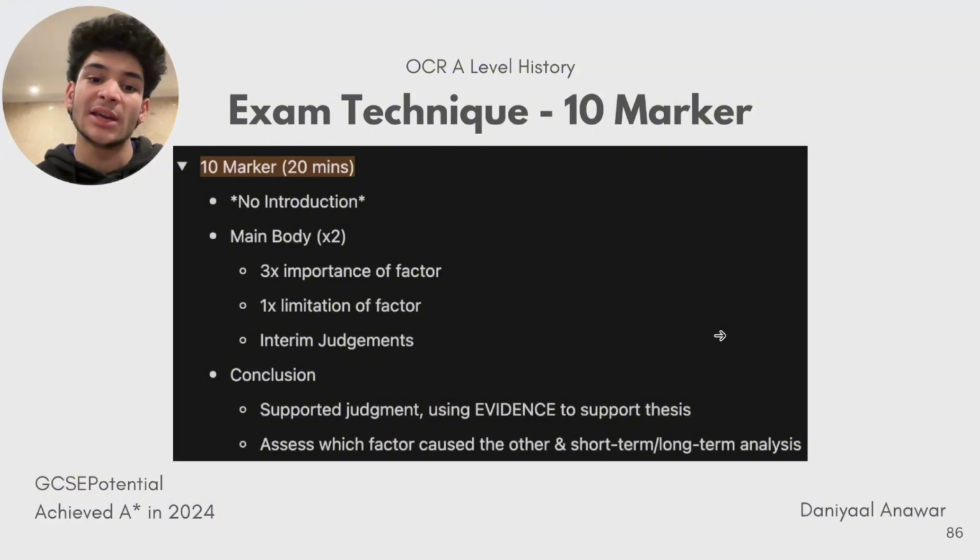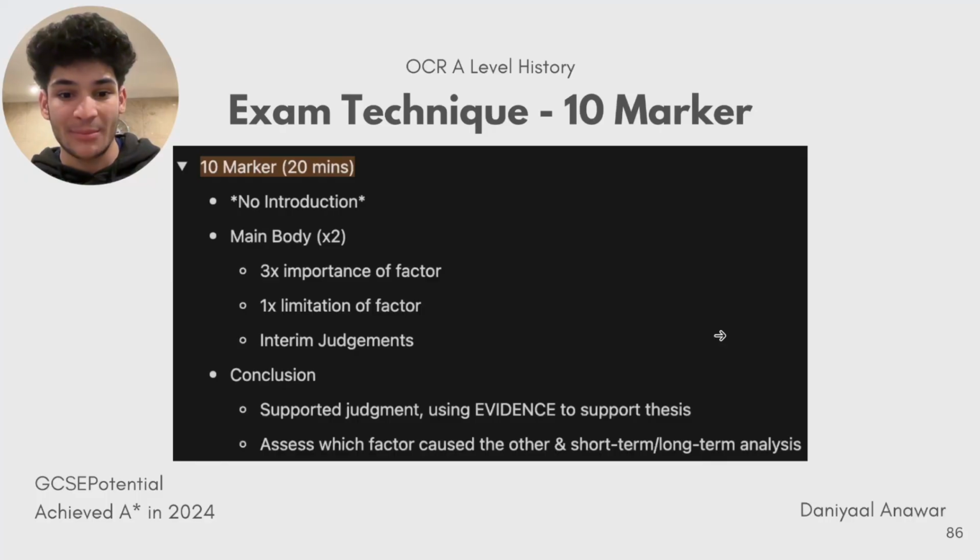In the conclusion, you should not just summarize your point. This is the main thing. Like if you do any essay subject, you know you can't just summarize your point. You need to come to a supported, informed judgment, okay? What that means is you need to use evidence to support your thesis, and you need to basically evaluate, say, this factor is stronger than this factor because of this.